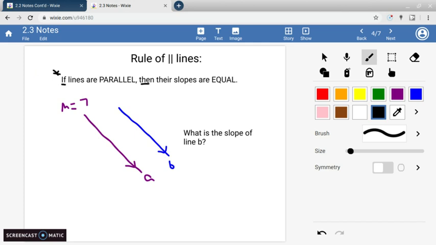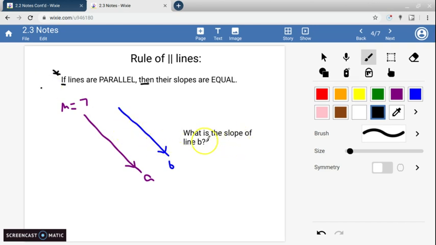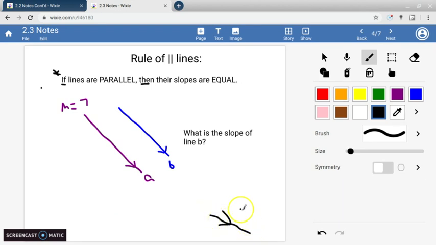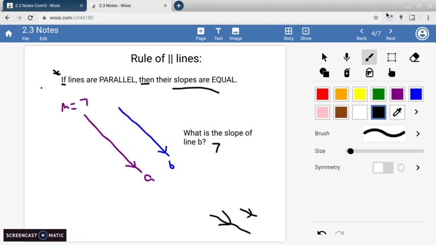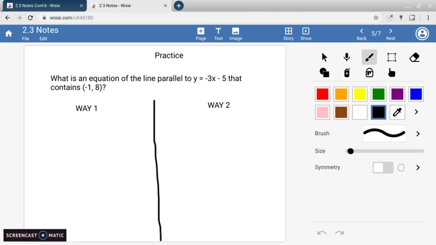Using that, what is the slope of line B? That's the blue line. Remember, if we have these things right here, that means that it's parallel, like that. These are parallel, so their slopes should be equal. If the slope on this one is 7, that means that the slope of line B has to be 7 also because they are parallel. Now, we want to practice.